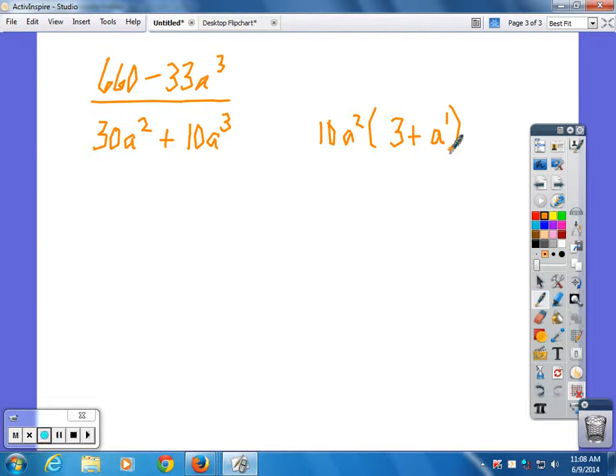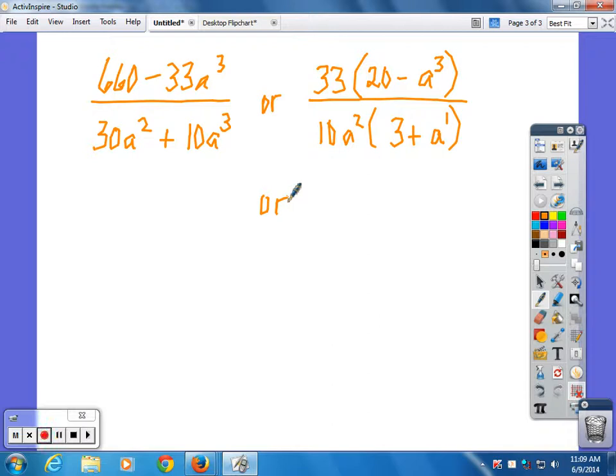And then up here, I think we could probably take out a 33, can't we? I don't know, 33 goes in there what, 20 times? I just used a calculator. 33, and that'll be 20 minus what? A cubed? Well, that doesn't do us any good because we can't cancel out anything.